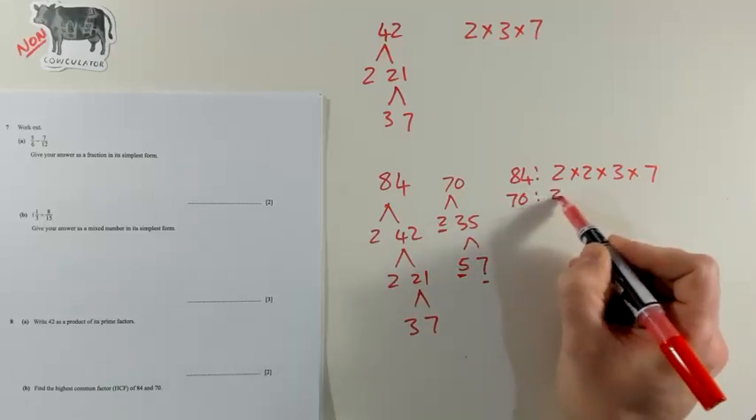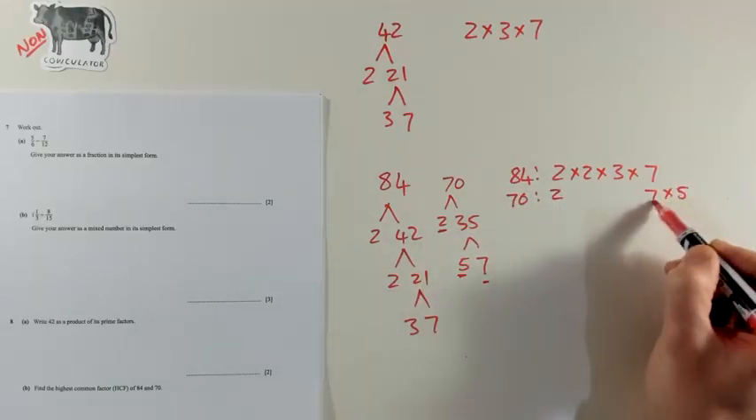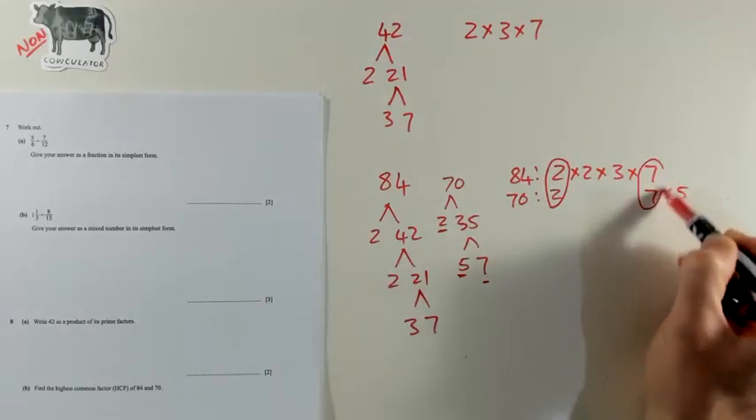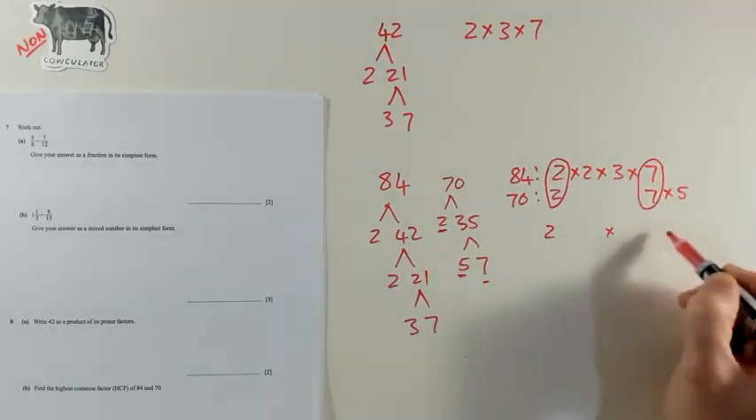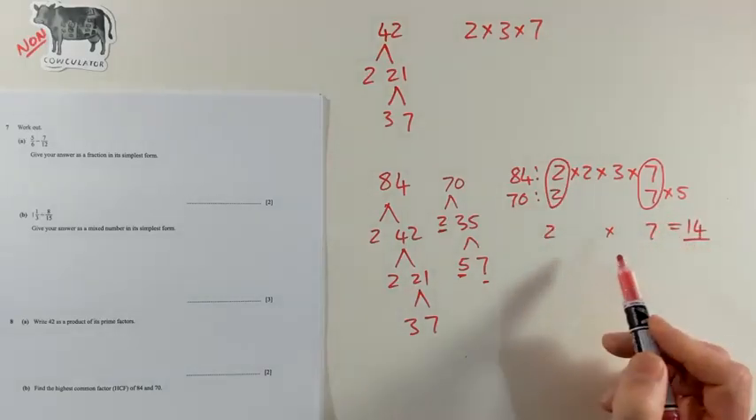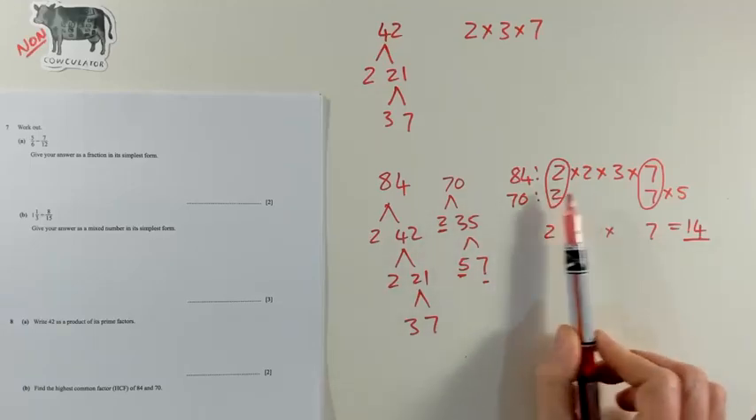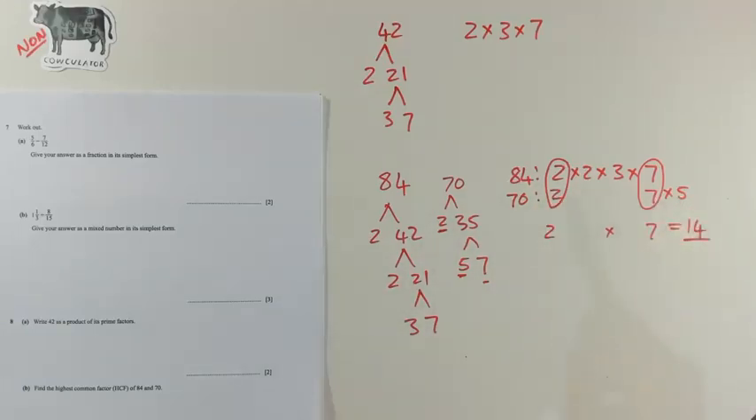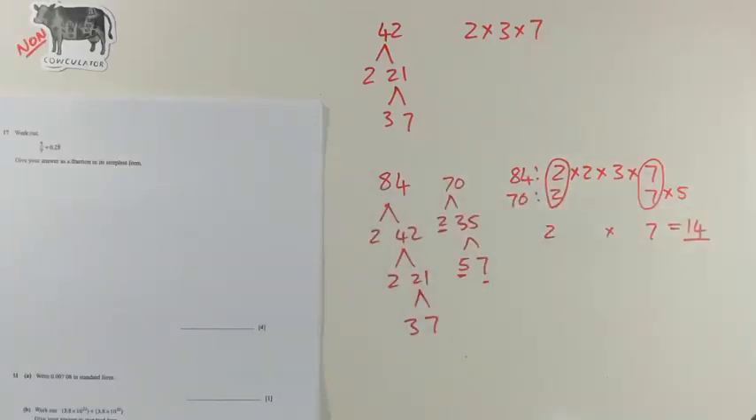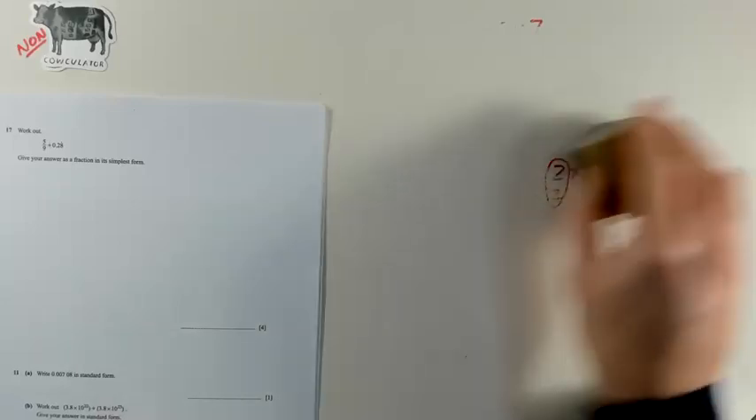So then for 70, I write these numbers below the ones here. So I'll write the 2 there. There's no 5 in 84, so I'll put the 5 there, and the 7. And then to find the highest common factor, I would just multiply everything that was the same or matches up. So that's 14. And just a little note, if you wanted to find the lowest common multiple, you would multiply 2 times 2 times 3 times 7 times 5. Okay, but yeah, that was it. Very straightforward. I don't see you losing any marks on those. Let's take a look at the next one.